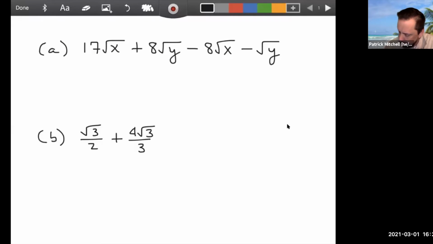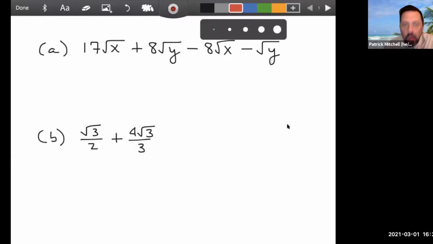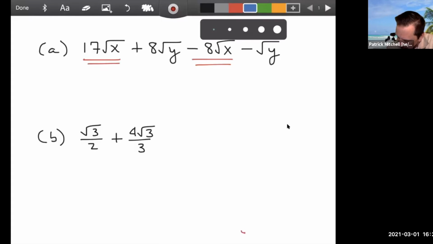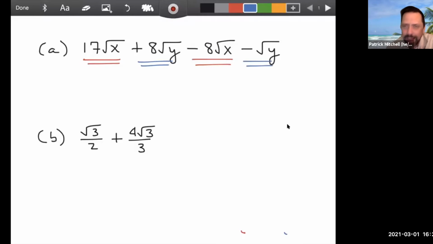All right, so for letter A, we have 17 square root of x plus 8 square root of y minus 8 square root of x minus square root of y. The first thing I want to point out is that there are two pairs of like radicals here. There's 17 square root of x minus 8 square root of x. Those are like radicals. And then we also have 8 square root of y minus square root of y.